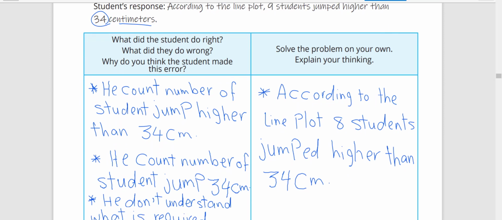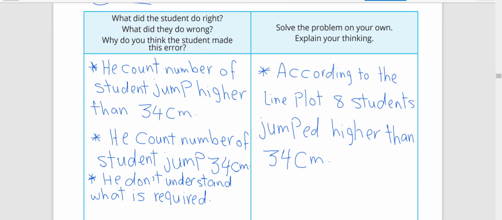What did the student do right? He counted the students who jumped higher than 34 centimeters. What did they do wrong? He counted the number of students who jumped 34 centimeters. Why do you think the student made this error? He doesn't understand what is the record.